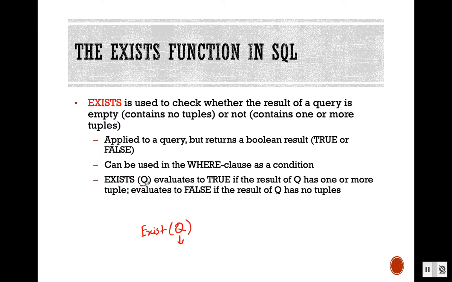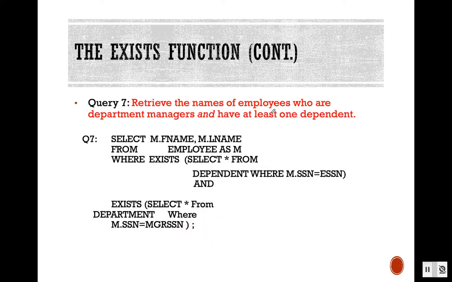So the exist function will take a query. It will evaluate to true if the result of the query has one or more tuples. But if the query doesn't have any result, if it gives a null set, it will evaluate to false. So simply, the exist function checks whether the result of a query is empty or not.